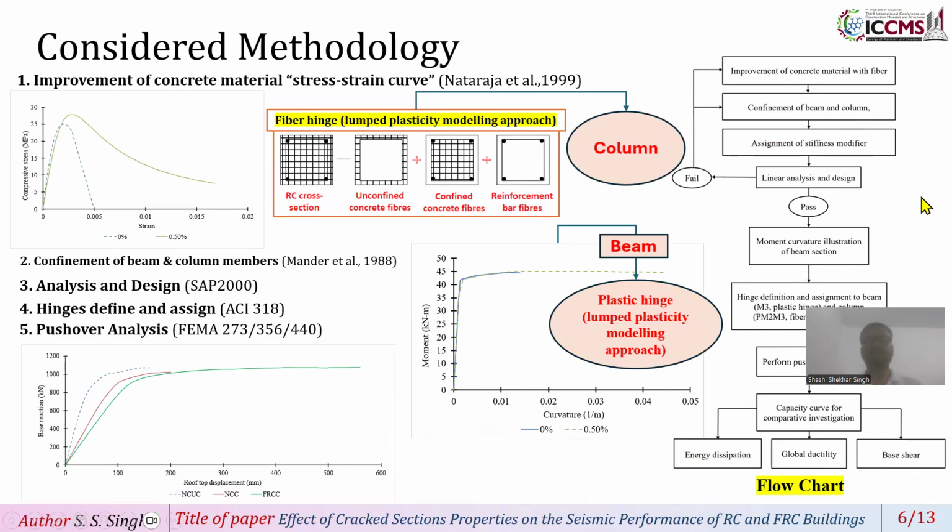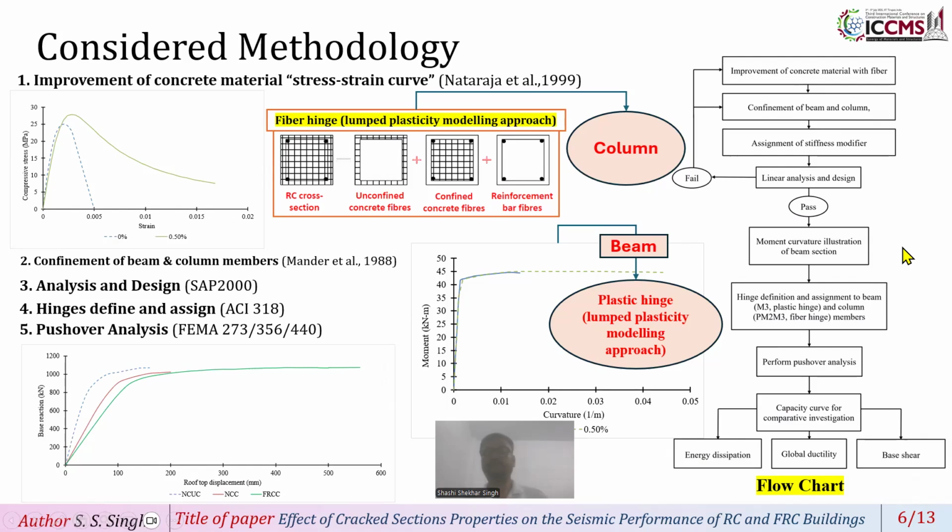Now, the methodology has been considered starting from this point. The first step is the improvement of concrete material with fiber, like here we can say in normal concrete and 0.5% crimped steel fiber material, the stress-strain curve has been improved. The second is the confinement of beam and column, which I am doing in this study with Mander et al. 1988, and the improvement of material has been done with Natarajan et al. 1999. Then after assignment of stiffness modifiers from Indian Code IS 1893 2016, comes the linear analysis and design. If the linear analysis and design fail, then go back to the first and second steps. And if it passes, then the moment curvature illustration of the beam section.